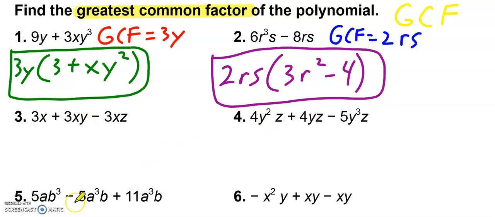Okay, I want you to try to do 3, 4, 5, and 6. So you're just identifying the greatest common factor and then factoring it out. Pause the video, unpause when you're ready to check.